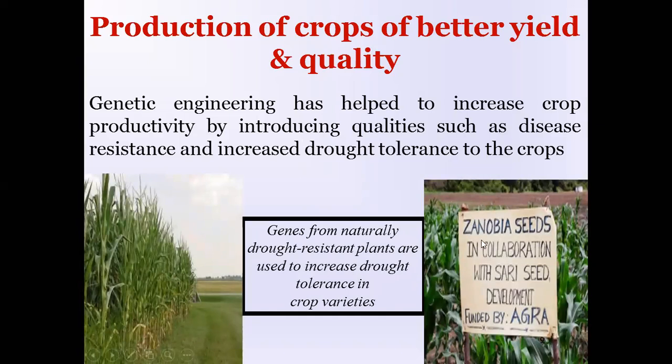So this is Zenobia seeds in collaboration with Sari seed developed by AGRA. So this is an African variety, and this has been grown. So this will be just like normal, बिल्कुल normal की तरह होंगे, and there will be no difference phenotypically. आपको कोई difference नजर नहीं आएगा, सिर्फ एक gene transform किया गया है and that's it. So two methods are there.